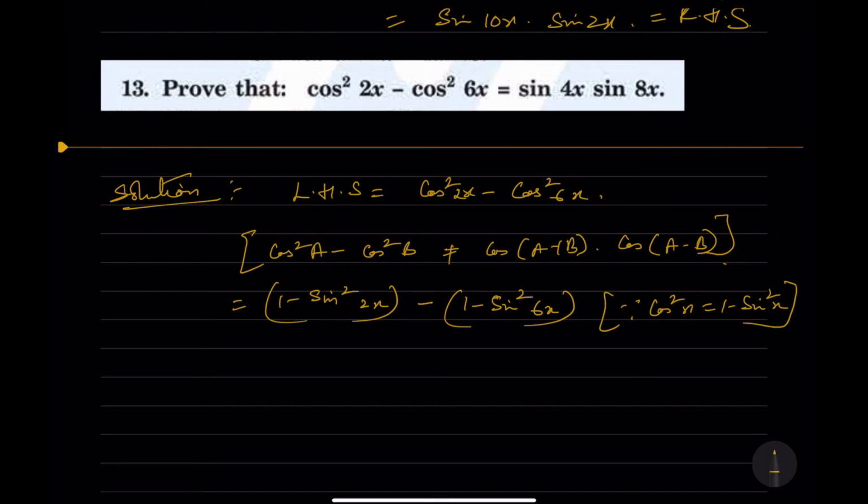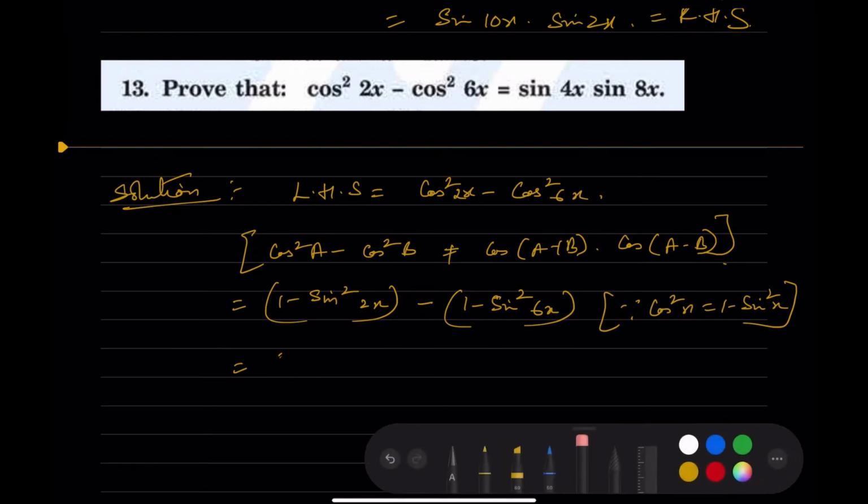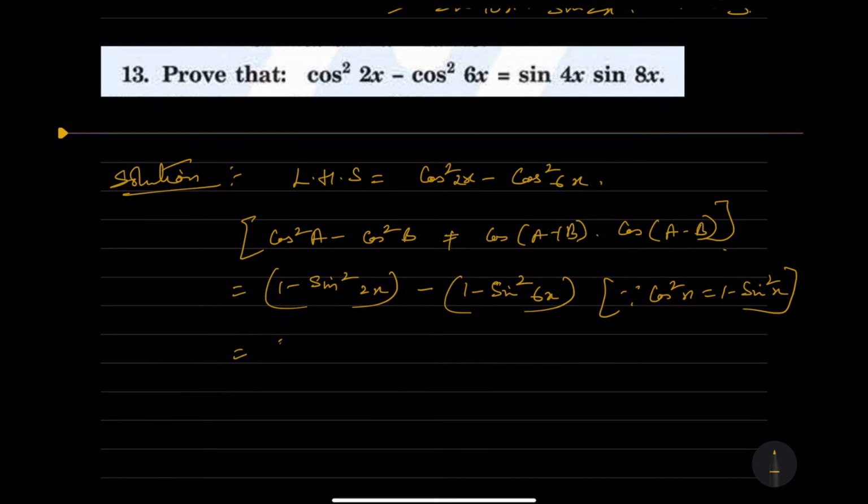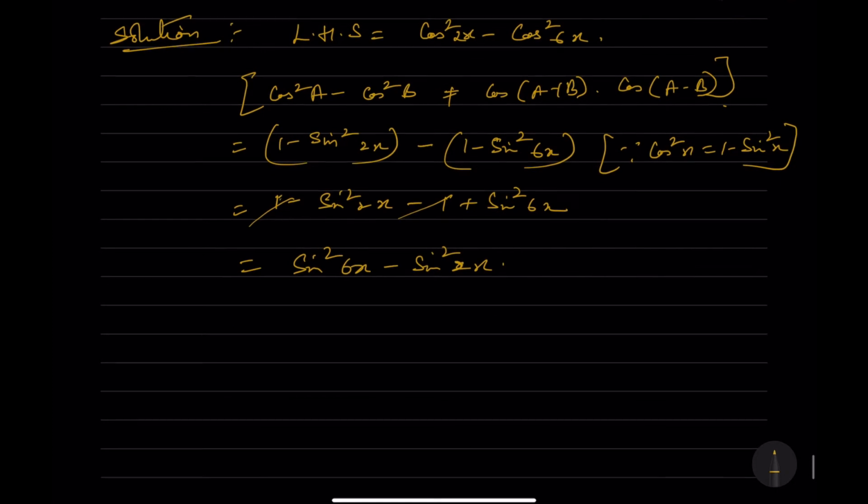You know that cos square x can be written as 1 minus sin square x. So therefore it's written as 1 minus sin square 2x, minus (1 minus sin square 6x). Now when you expand this, it's equal to 1 minus sin square 2x minus 1 plus sin square 6x. Here the 1 and minus 1 will get cancelled. So this is equal to sin square 6x minus sin square 2x.